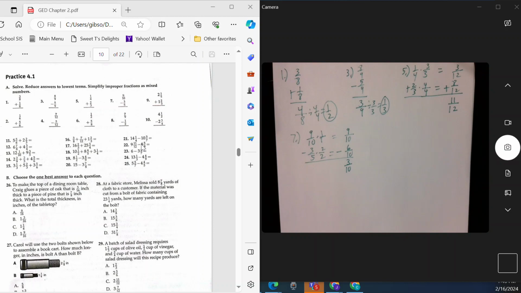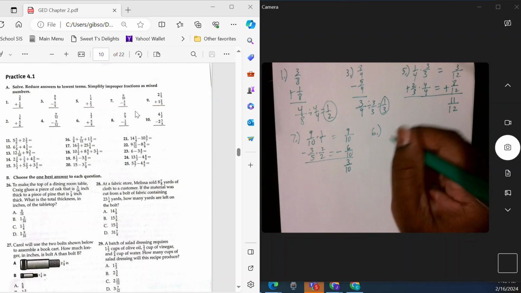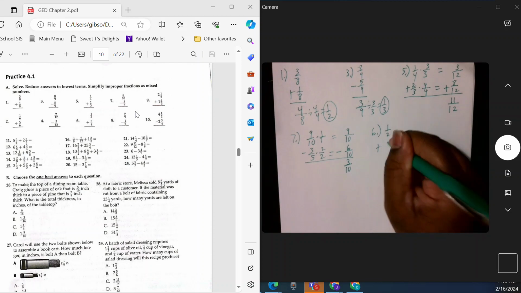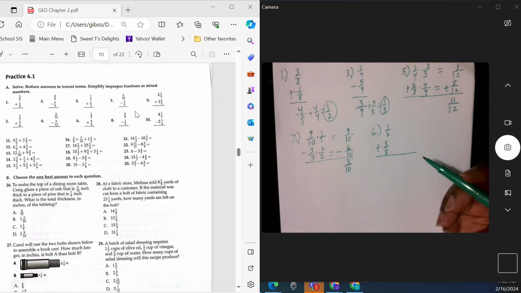Okay, now I want to do two more of these fractions with different denominators, and then we're going to go on to the mixed numbers. So let's look at problem number 6. So we will have 1/2 plus 5/8. Now the common denominator of 2 and 8 is 8.